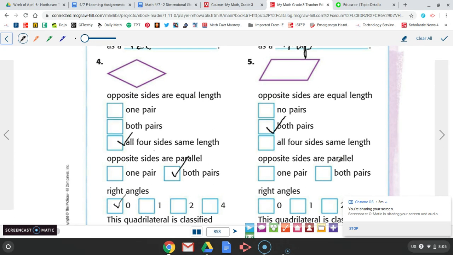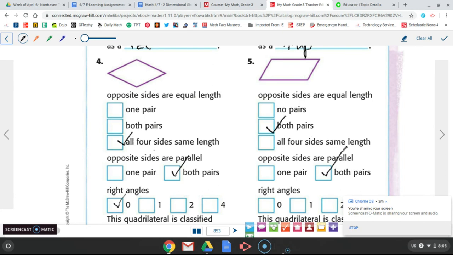So now we have to think about what's parallel. Well, it looks like the top and bottom will never ever touch each other. And then the left and right will never touch each other. So that means both pairs are parallel.